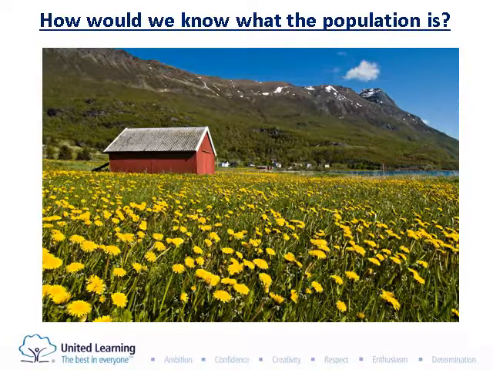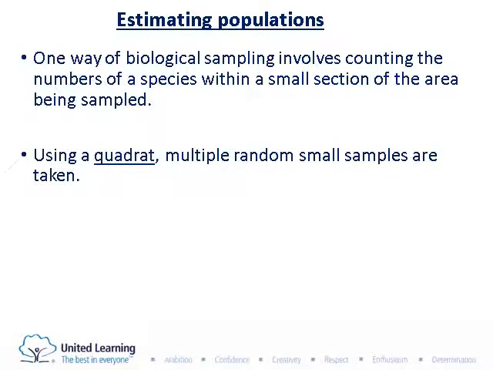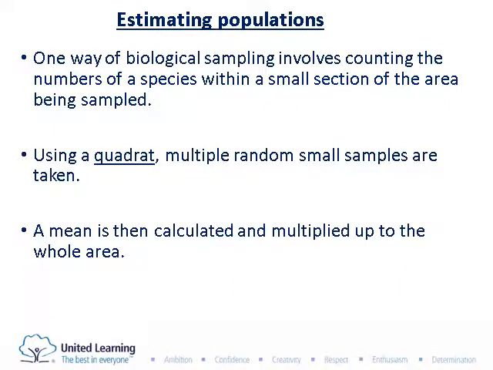So what we do instead is we use a different method, and that method is counting the numbers of species within a small section of a given area which we are sampling. For example, in that field, we'd take several different small samples of that area. And we do that using something called a quadrat, which I'm going to talk about in a minute. A quadrat allows us to take multiple random small samples. Because we're taking multiple samples, we can then calculate the mean. And we use that mean to multiply across the whole area of our sample site, for example, the field, which I just showed you.